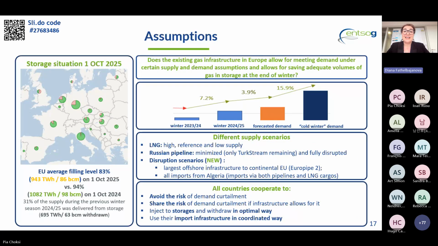Please. Yeah, here you can see some of the general assumptions we worked with. Basically, in our report, we try to answer one key question. Can the current gas infrastructure meet demand under different supply and demand scenarios while still leaving enough gas in storage at the end of the winter?